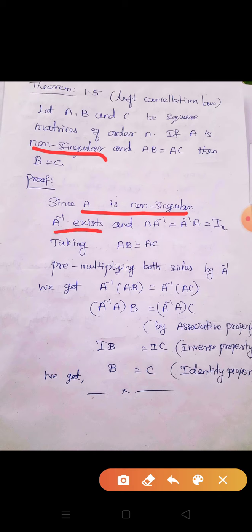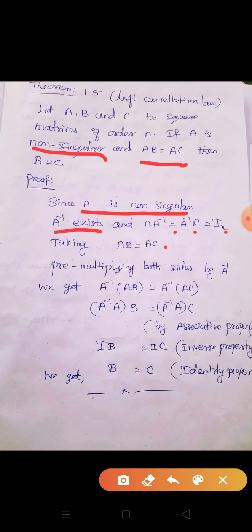We already know this result. A is non-singular, so A inverse exists. Now, what is the inverse property? A inverse A is equal to A A inverse, which is equal to In. We are going to take AB is equal to AC.